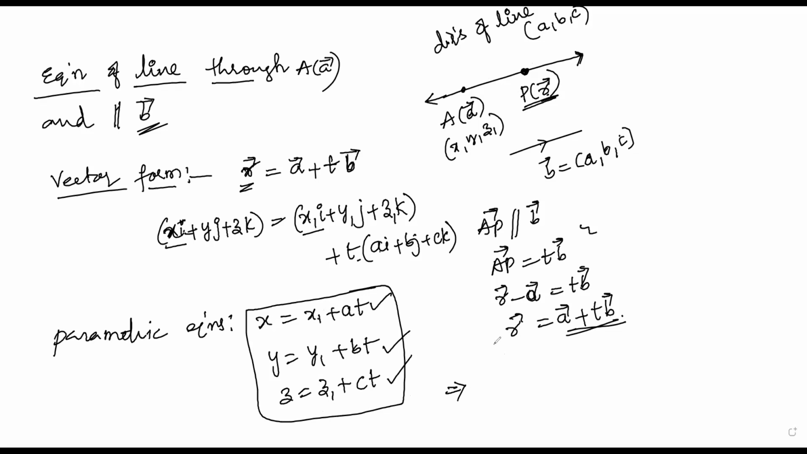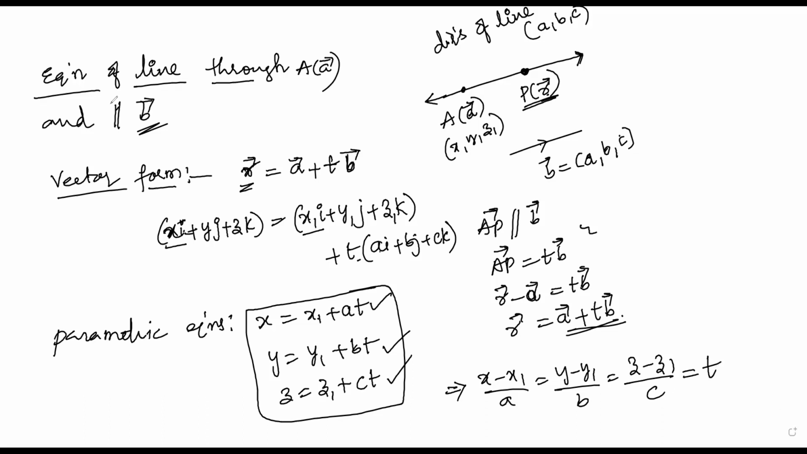Okay. So then you get the symmetric equation, or the Cartesian form. The Cartesian form is what? X minus x1 by a equal to y minus y1 by b equal to z minus z1 by c. You understand? Equal to some t or lambda, whatever. This is the equation of the line passing through a point and parallel to another vector.